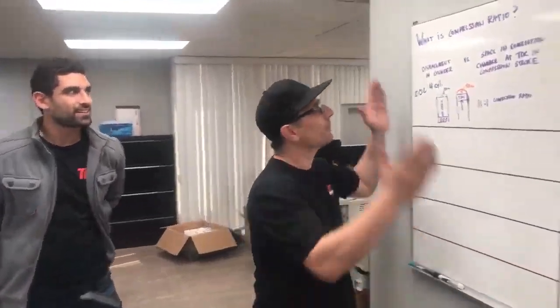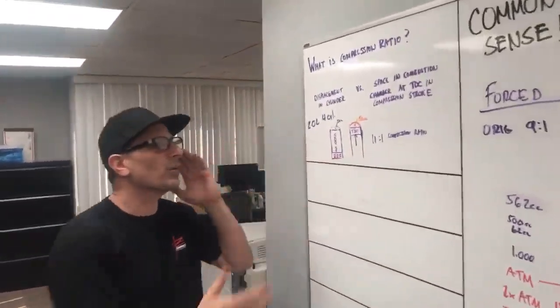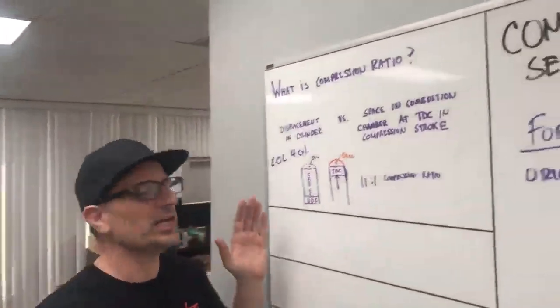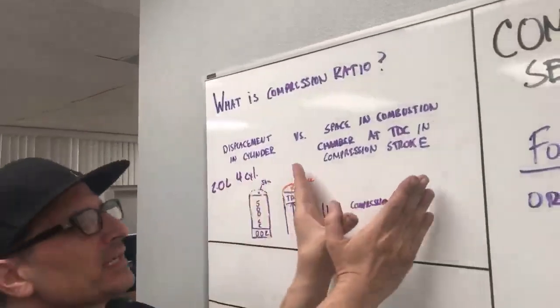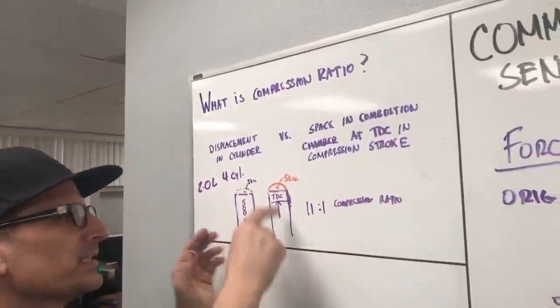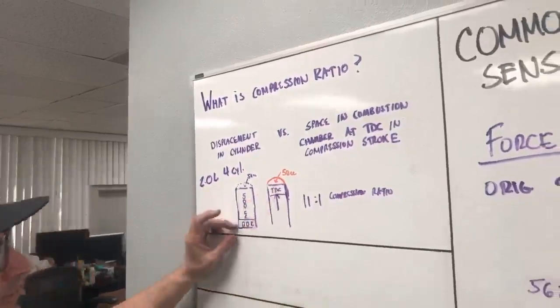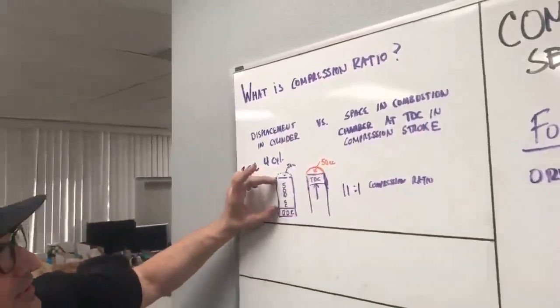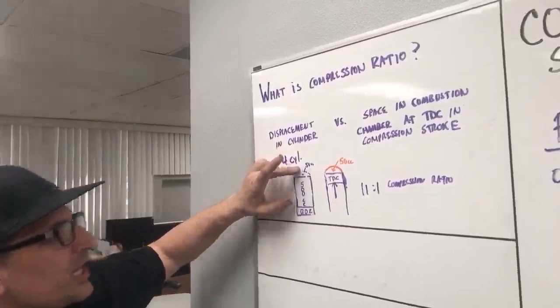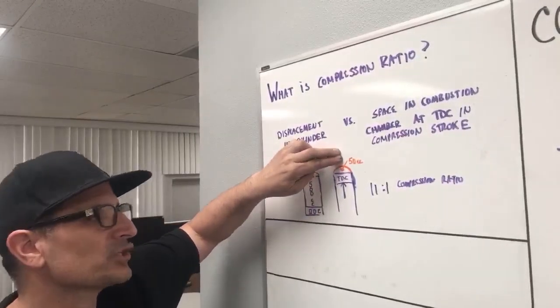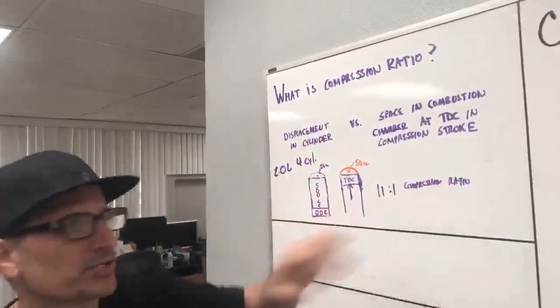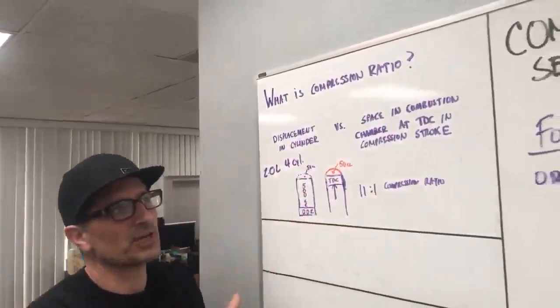To sum it up, we talked about compression ratio, what it was, and basically it's that ratio of your displacement per cylinder versus the space in the combustion chamber when your piston's at top dead center. So when the piston's at the bottom, you've got 500 cc's plus 50 in your combustion chamber. When the piston's at top here, you've only got 50 in the combustion chamber, so that would make an 11-to-1 compression ratio. That was the first thing we talked about.